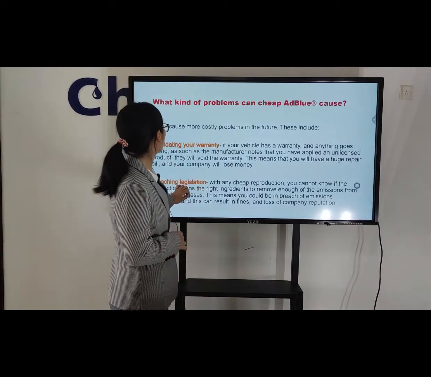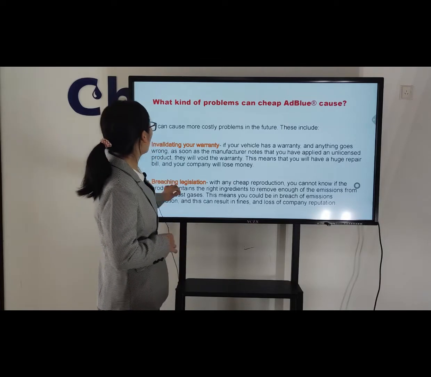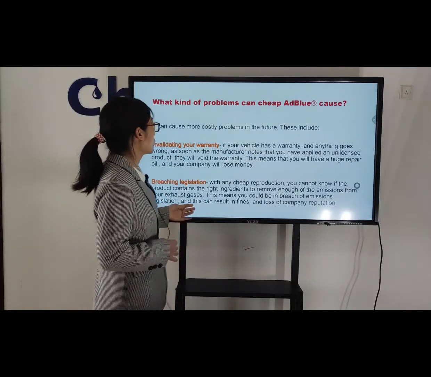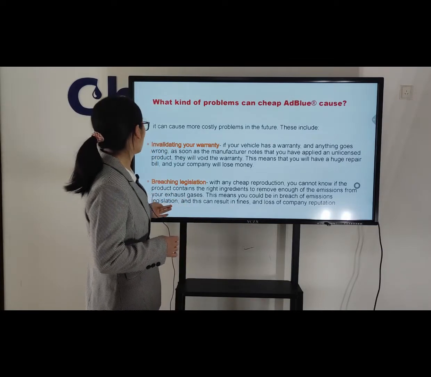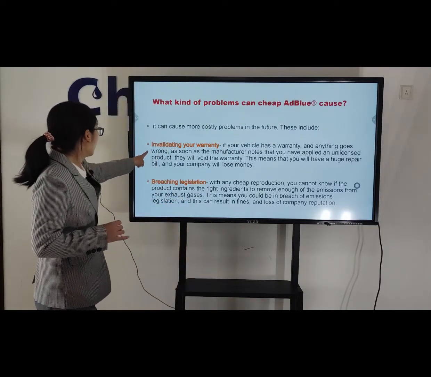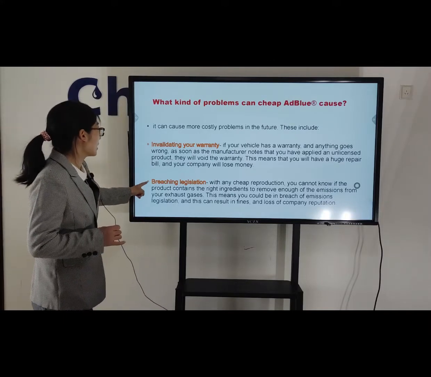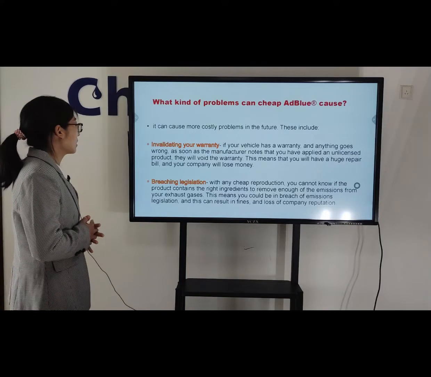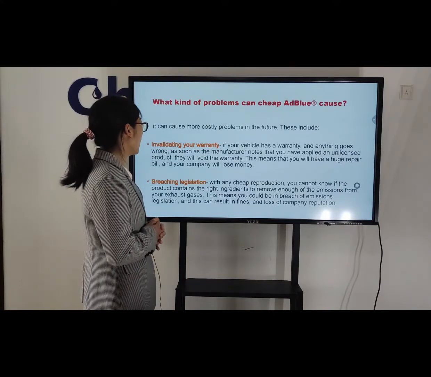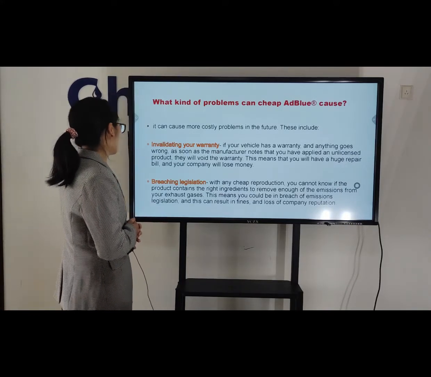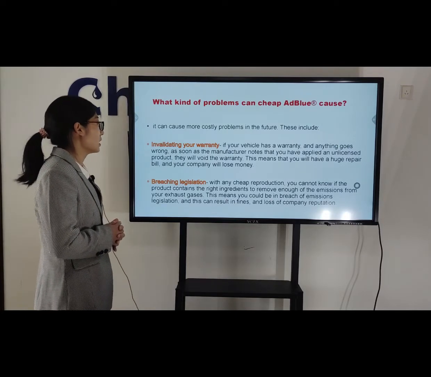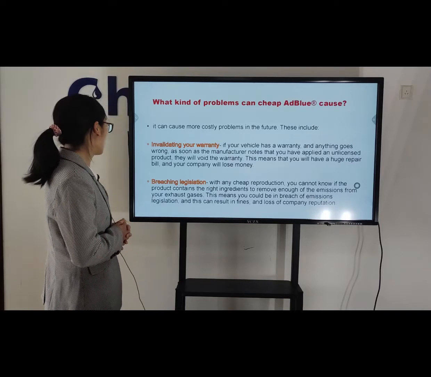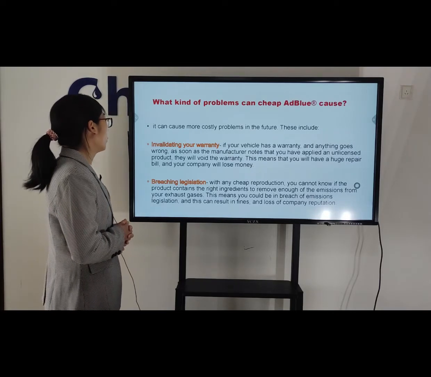So what kind of problem will happen if we choose cheap AdBlue or DEF? Firstly, it will be invalidating your warranty. If your vehicle has a warranty and anything goes wrong, as soon as the manufacturer knows that you have applied an unlicensed product, they will void the warranty. That means you will have a huge repair bill and your company will lose money.